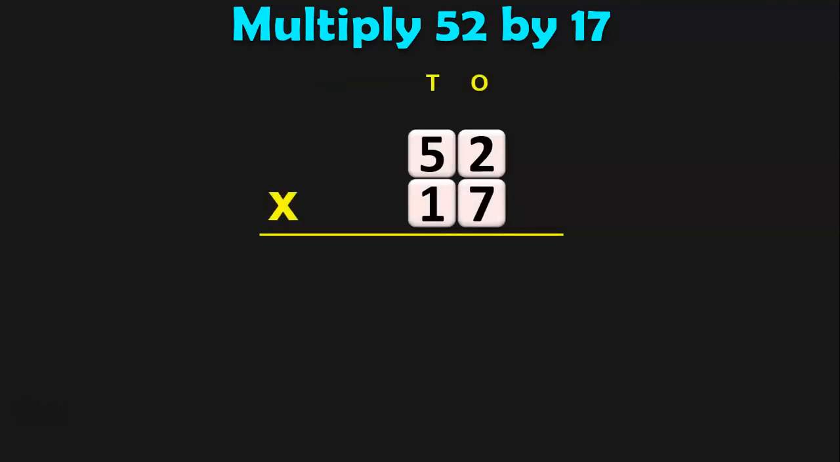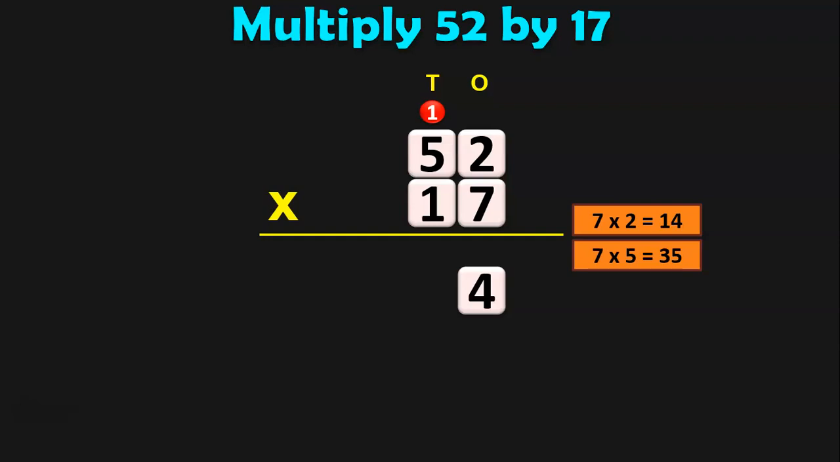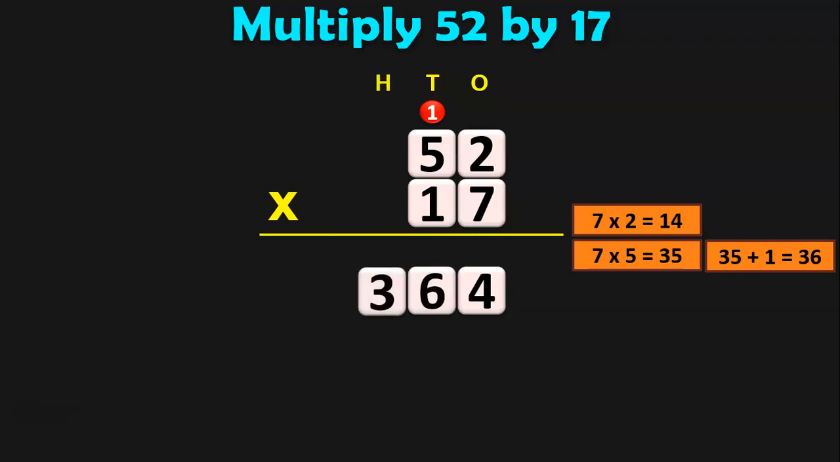So write down the numbers and begin multiplication from the ones place. First we are going to multiply 52 by 7. So 7 into 2 is 14. When you regroup 14, you get 4 in the ones place and 1 in the tens place. Next, you'll have to multiply 7 into 5 is 35. 35 plus 1, which is carried over, will give you 36. So 6 in the tens place and 3 will move to the hundreds place.